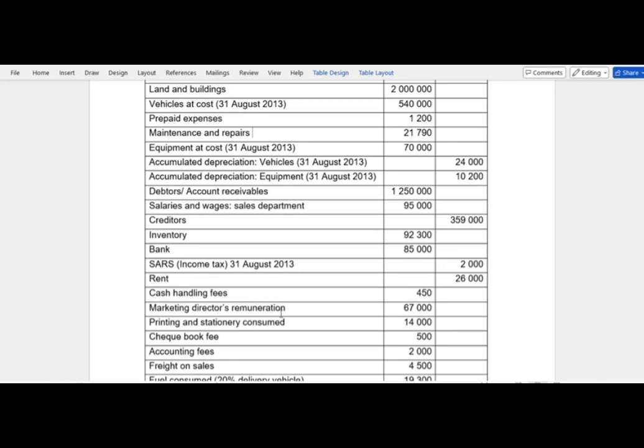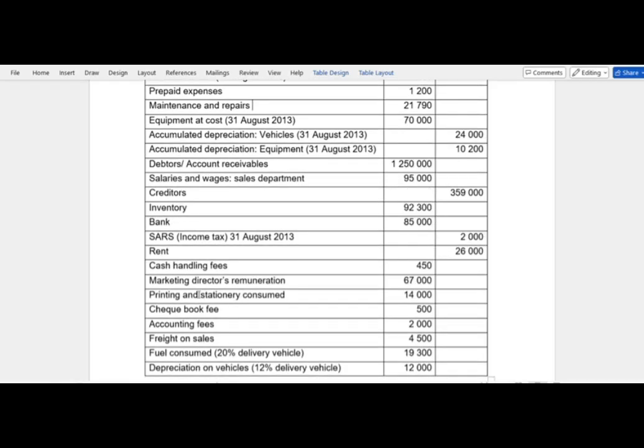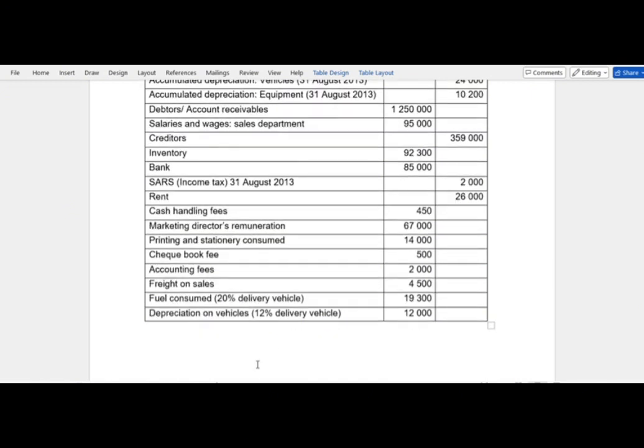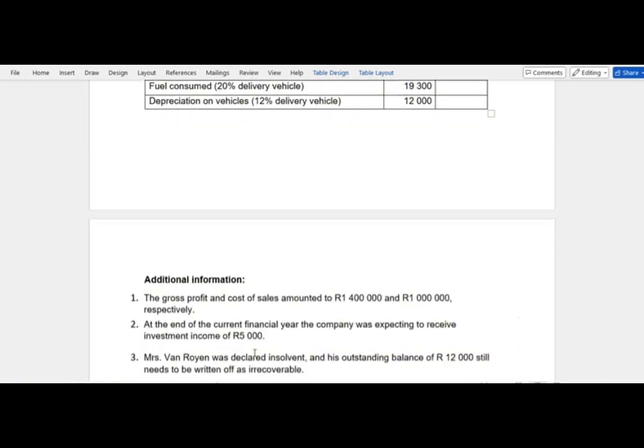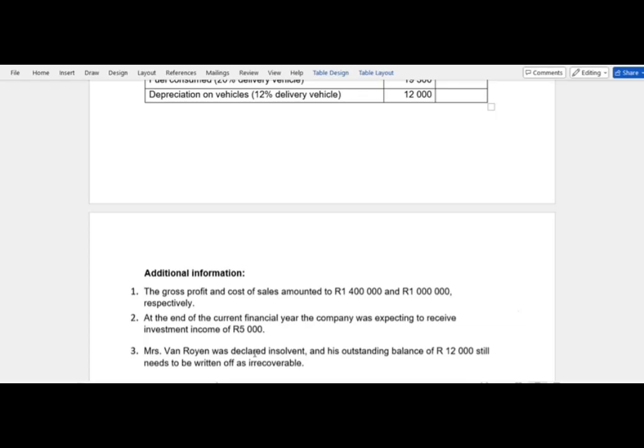it's one of the items that falls under bank charges. Marketing director's remuneration is an expense as well. Cash handling is an expense. Printing and stationery consumed is an expense. Checkbook fee is also part of the items that we will use to calculate bank charges. It is an expense. Accounting fees is an expense. Freight on sales is an expense. Fuel consumed is an expense and depreciation on vehicles is an expense. All right, so this is what we are going to be dealing with, but we are only going to be focusing on calculating admin and distribution costs.